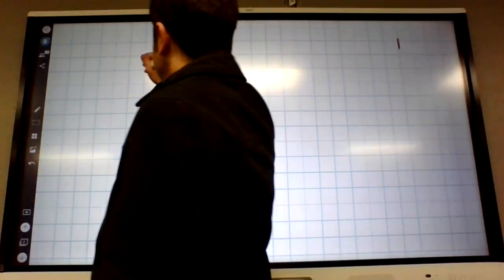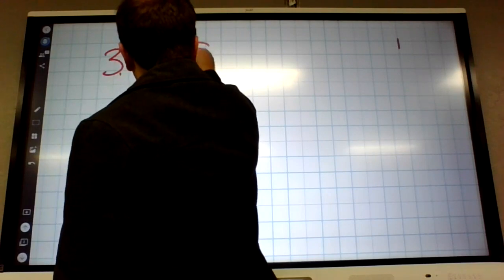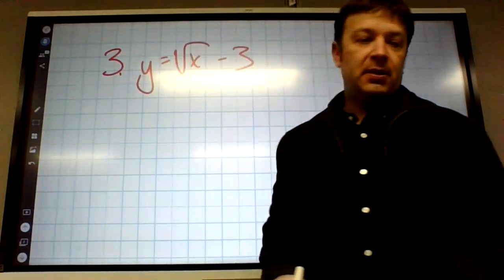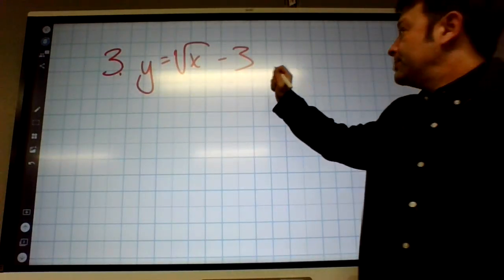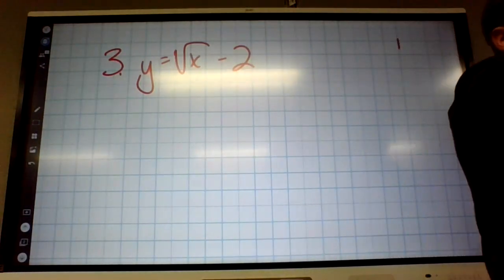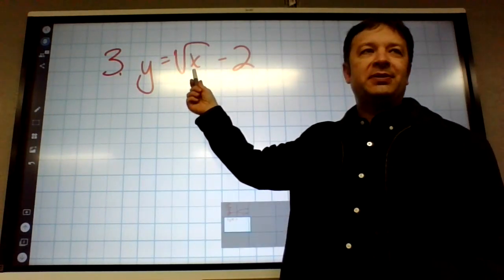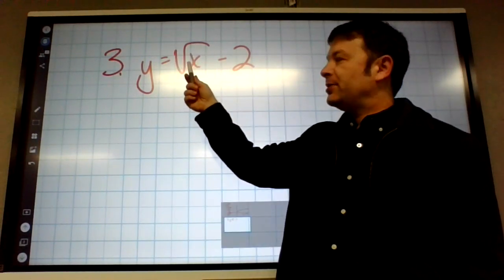All right, number 3. You don't really have to graph these to figure out what their domain is. The trick is, number 3 says y equals square root of x minus 3. Okay, or minus 2. The only thing that x cannot be is whatever makes what's under the square root negative.